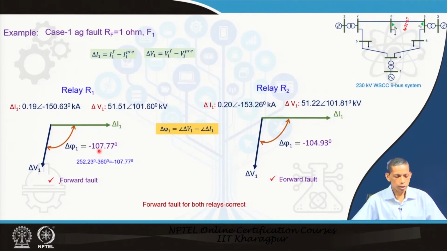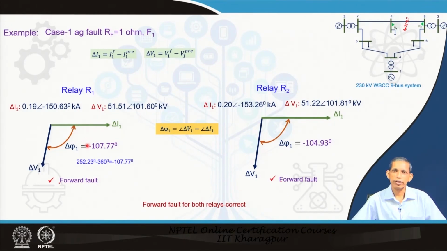How do you obtain this? You can see that delta V1 is 101 and delta I1 is minus 150, so 101 plus 150 gives you 251 degrees. This 251 degrees is greater than 180 degrees, so subtract 360 degrees and you get minus 107.7 degrees, because, as already mentioned, the phasor angles should be within plus or minus 180 degrees. So, to get the proper angle, we consider this. Otherwise also, with respect to the voltage, in this case the current leads.